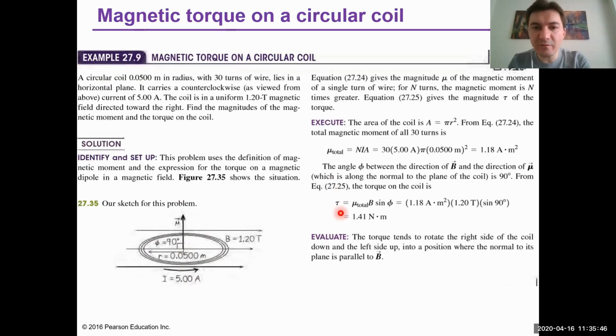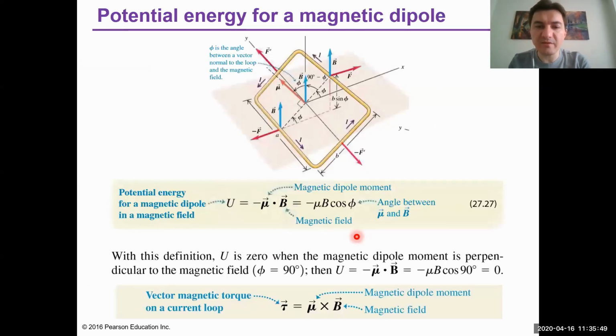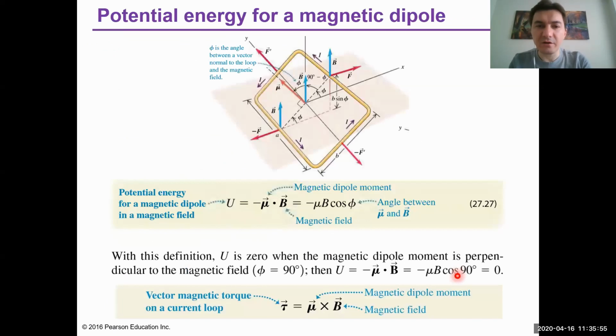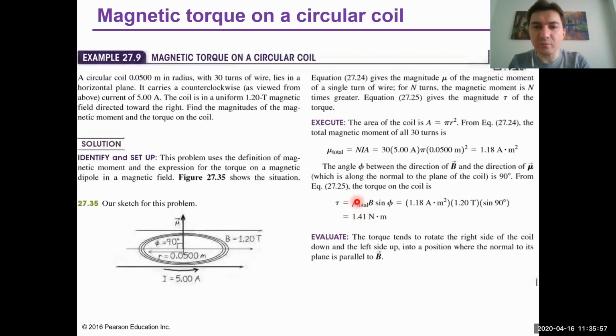So torque is given by mu times B times sine of the angle in between, okay, like this. So we have calculated mu, put it there. We know the B, which is given as 1.2 Tesla. And what else? We have sine phi. Phi is 90 degrees, the angle between B and mu. Put it there. Then finally, we have torque 1.41 Newton meter.